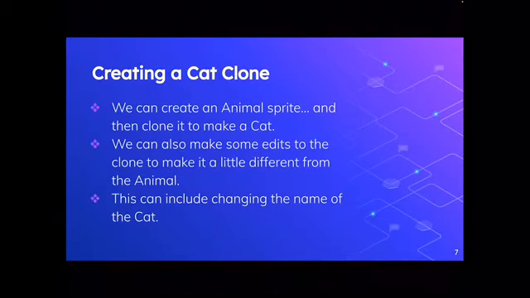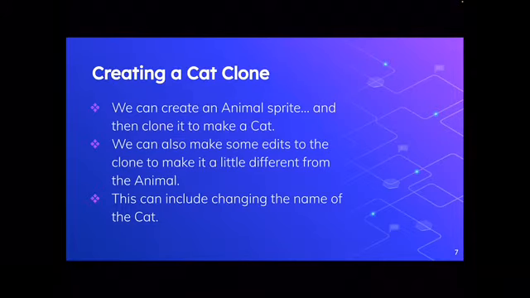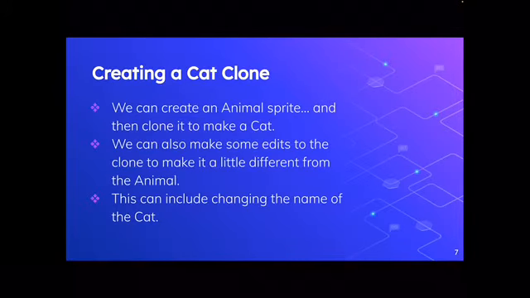So let's say we want to create a cat clone. First let's make an animal sprite. After we make an animal sprite, we can clone it and make it a cat, which is more specific. It is an animal, but it is more specific than an animal. We can also make some edits to the clone and make it a little bit different, and we can add other things. This can include changing the name.